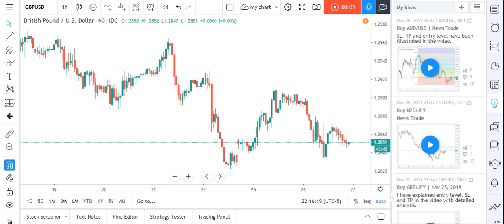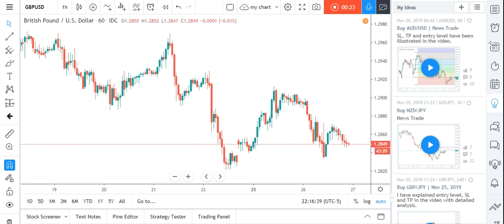Hi fellow traders, I'm going to illustrate a buy scenario at GBPUSD. Whenever I consider trading any currency, I always compare many currencies against each other to determine which currency pair I have to trade.